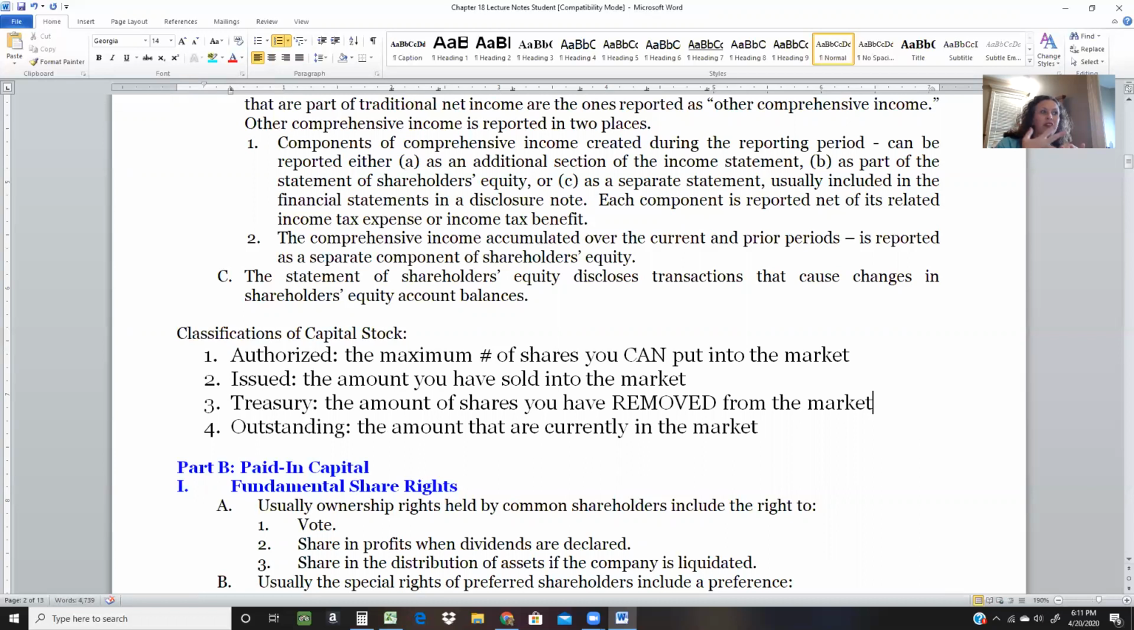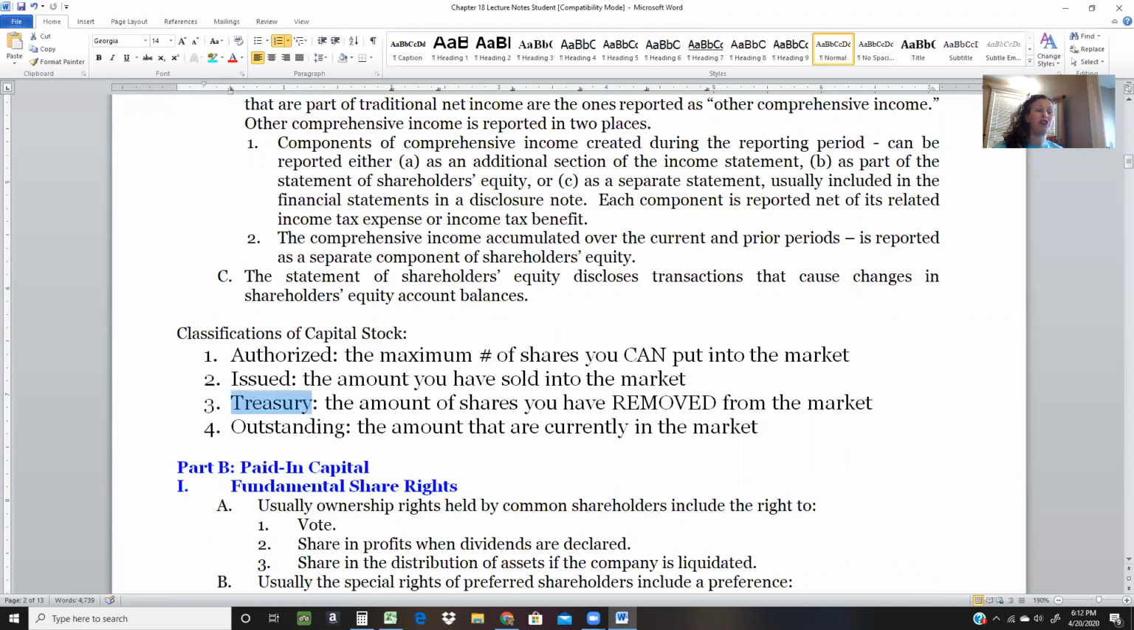Authorized is just the maximum number you can sell. If I start a new business and say I can sell 1 million shares of $1 par value common stock, that's the amount I'm authorized to sell. If I put 200,000 shares out there, I have now issued 200,000 shares and they're all outstanding. But if I decide that's too many and pull 10,000 back, I can just log into the computer and buy 10,000 shares out of the market. Then I have 200,000 shares issued, but only 190,000 are outstanding. The 10,000 that I removed from the market are treasury stock shares, and I can put those back into the market when I'm ready. That's the idea of authorized, issued, and outstanding.